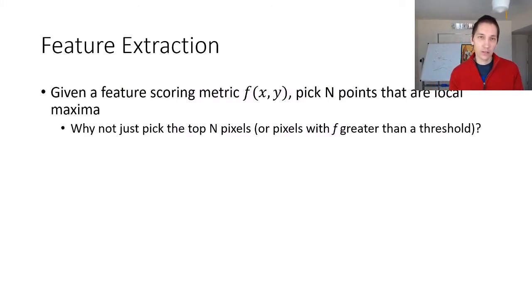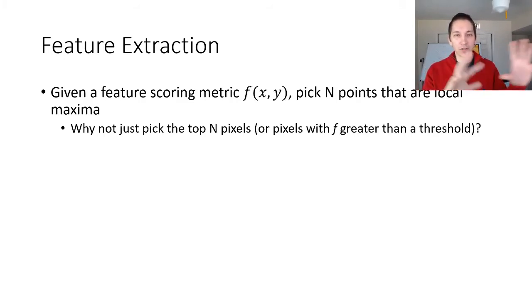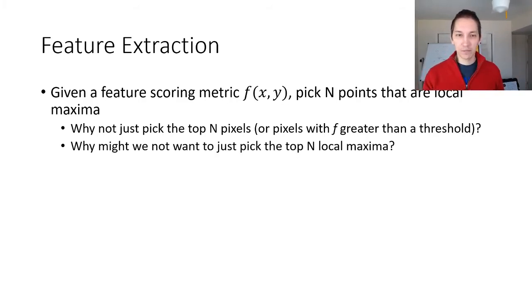Okay, so then supposing we have such a scoring metric, we'll find endpoints that are local maxima of the scoring metric. Why do we want local maxima rather than just picking the top n pixels? Well, there's a good reason for this. If we were to just look at certain very textured areas, those will have really strong features. They'll have high scores. And we don't necessarily want to put points all in these highly featured areas. We might want to actually distribute them across the image.